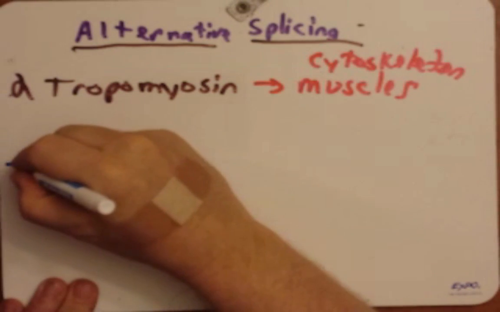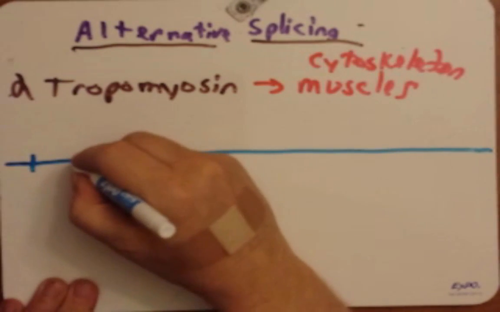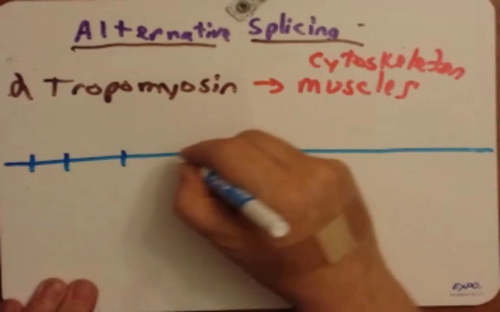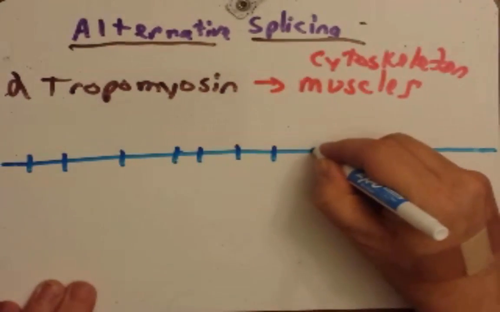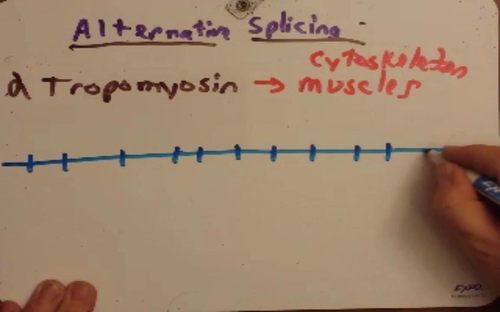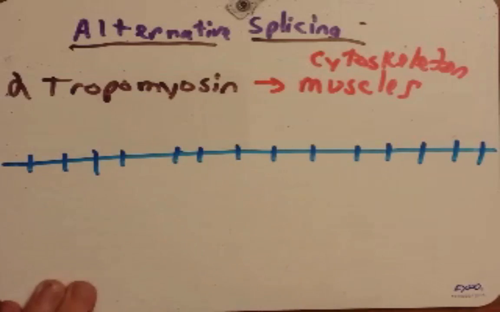The gene for tropomyosin ends up having 14 exons. So we go 1, 2, 3, 4, 5, 6, 7, 8, 9, 10, 11, 12, 13, and we're going to sneak one in here, 14.